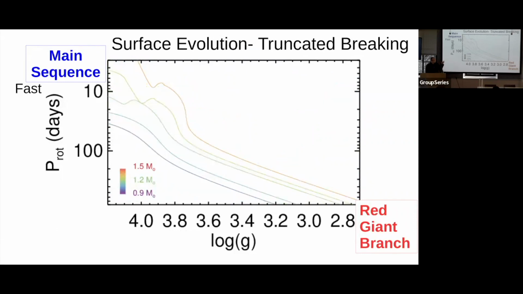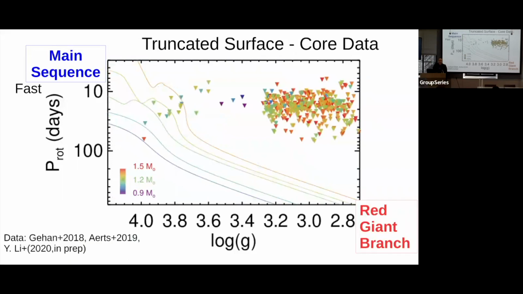And so when you project forward onto the red giant branch, you incorporate this truncated braking, so you can predict what the surface rotation should look like, even in cases where it's very long rotation periods and very hard to measure. And the nice thing about these subgiant and red giant stars is that you can actually also get a probe of the interior rotation directly from the asteroseismology.